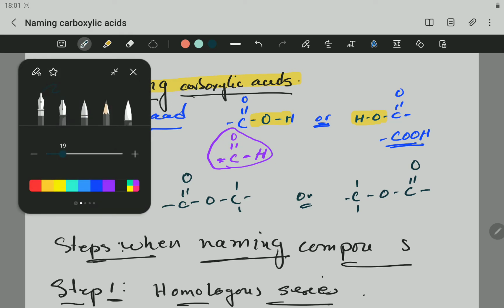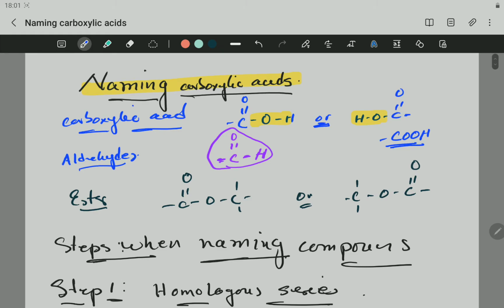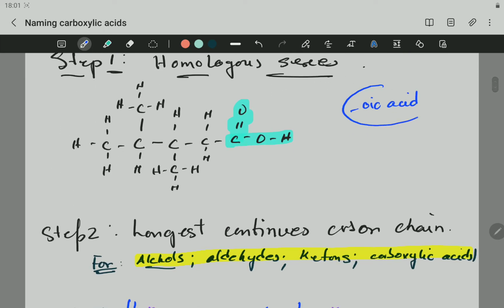So let's start with the naming of the carboxylic acid. This is quite easy. It is the same steps. The first step is to identify the functional group. Remember, the functional group is the first step you have to do. Here you can see the functional group is this one here, and that is a carboxylic acid. So this compound is going to end in oic acid. The name of a carboxylic acid will always finish in oic acid.